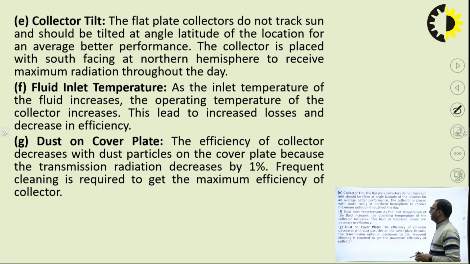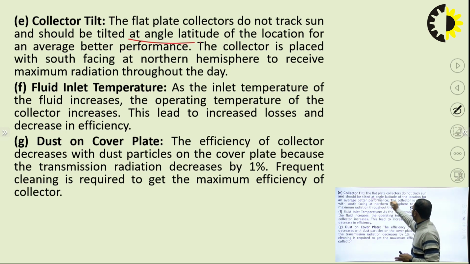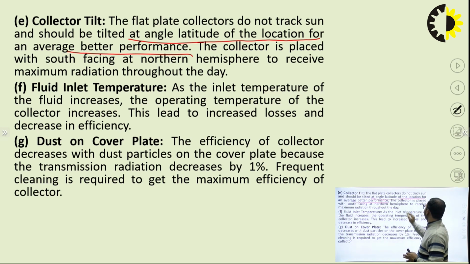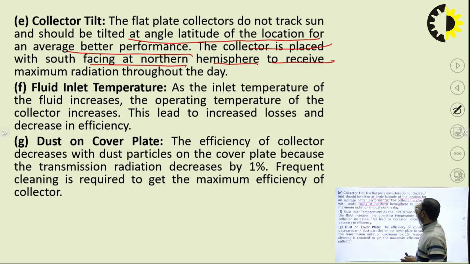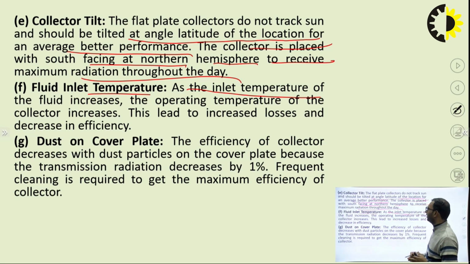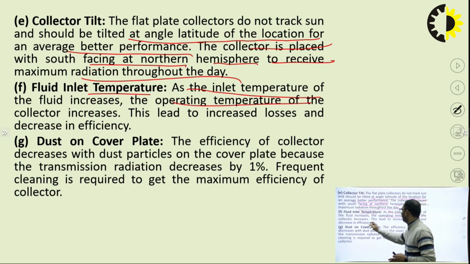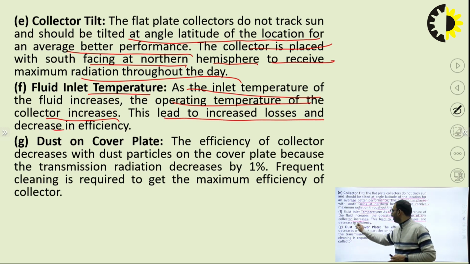Next parameter is collector tilt. The flat plate collectors do not track the sun and should be tilted at an angle equal to the latitude of the location for an average better performance. So, the collector is placed south facing in the northern hemisphere to receive maximum radiation throughout the day. Another parameter is fluid inlet temperature. What is fluid inlet temperature? Basically, as the inlet temperature of the fluid increases, the operating temperature of the collector also increases. So, this leads to increased losses and decrease in efficiency.